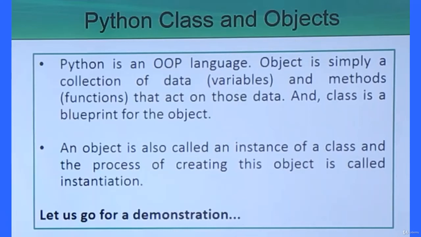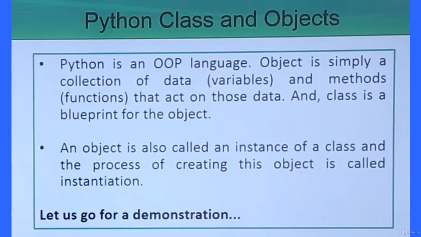Python class and objects. Python is an object oriented programming language. An object is simply a collection of data: there are variables and methods, that is, functions, that act on those data. And a class is nothing but a blueprint of alike objects.